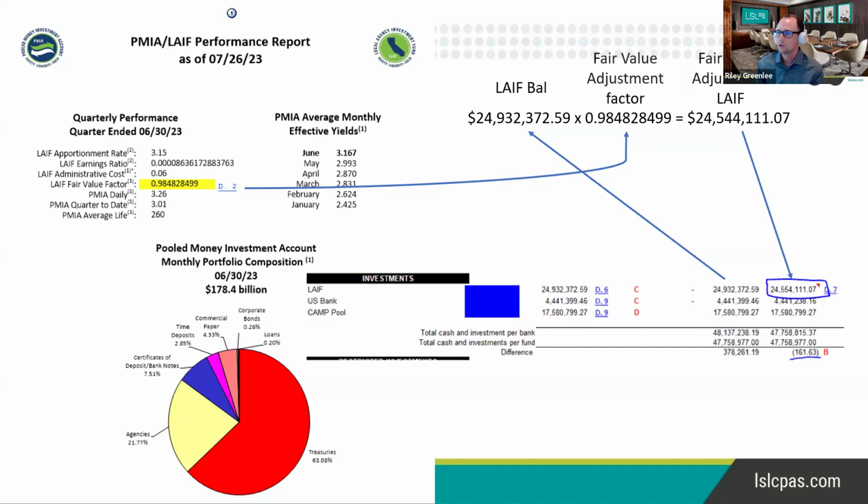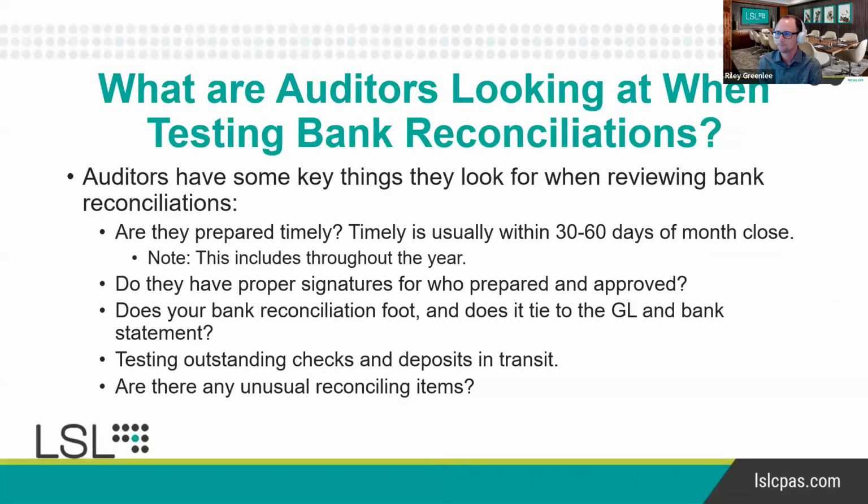All right, so let's move to the next slide here. And let's talk about what auditors are actually looking at if they're going to test bank reconciliations. Up to this point, we've talked about laying all the groundwork, making sure things agree. We've built this base. So what are your auditors going to ask for? What are they going to test? So the key points I have laid out for you.